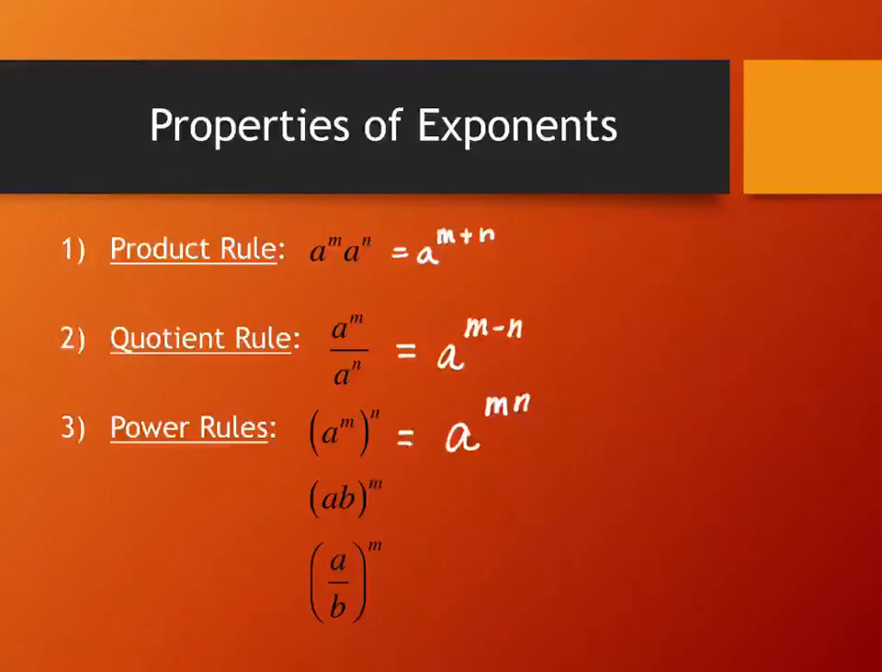The other two power rules feel quite similar, and they feel kind of like what happens when we do distribution, which we talked about last time, of like multiplication over addition or multiplication over subtraction. So we're going to actually distribute the exponent over the multiplication or the exponent over the division. So this is a to the m times b to the m, or a to the m divided by b to the m.